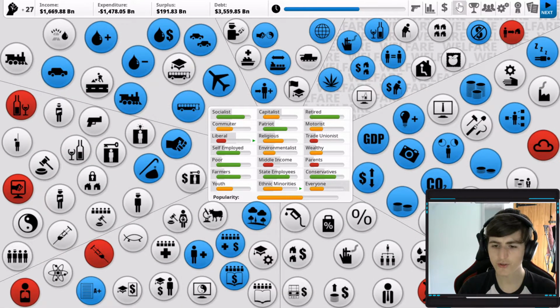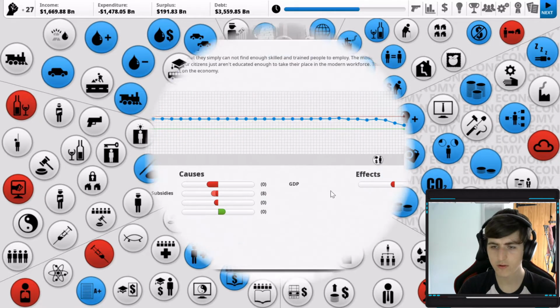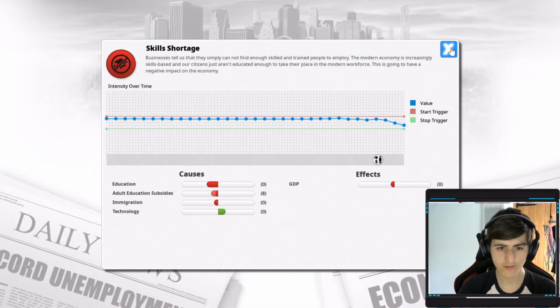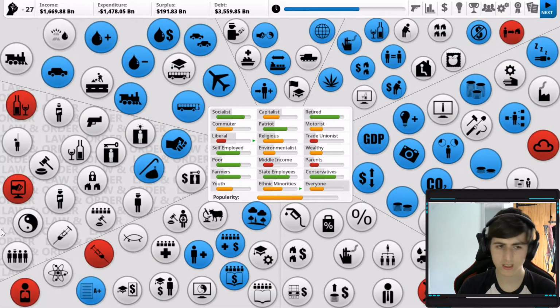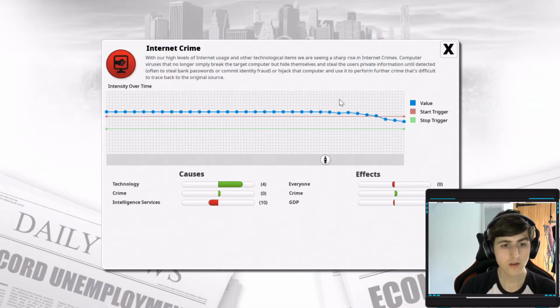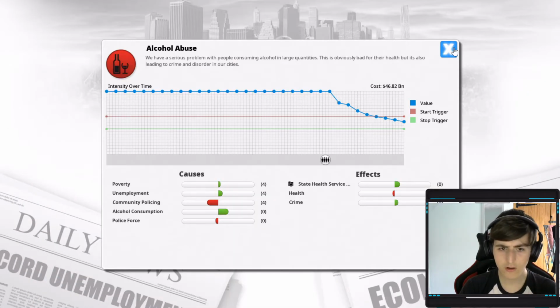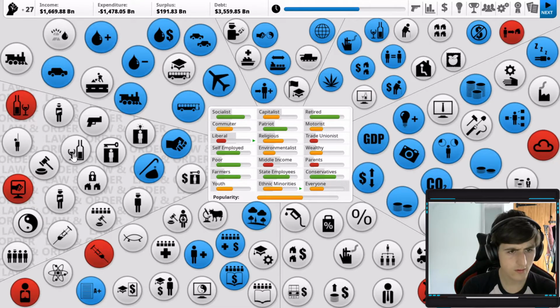Income tax isn't that big of a problem for it. I don't want to reduce income tax too much right now. The skills shortage is very nearly at an end. Adult education subsidies are starting to have a big effect on that, and that will again boost our GDP, which has slowly dropped now. Internet crime's on its way down. Alcohol abuse is on the way down.